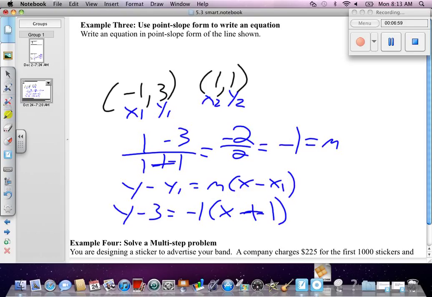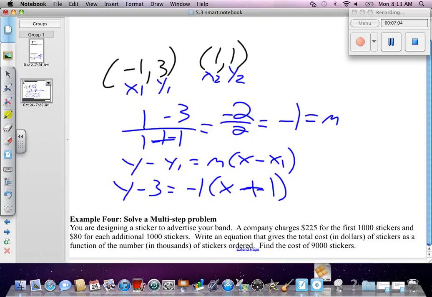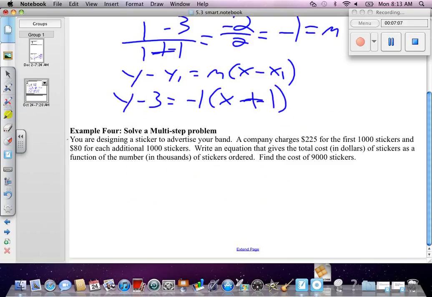Okay. All right, let's go to our word problem. You're designing a sticker to advertise your band. A company charges $225 for the first 1,000 stickers. Please stop talking while I'm talking. And $80 for each additional 1,000 stickers. Write an equation that gives the total cost in dollars of stickers as a function of the number of stickers. And then we're going to find the cost of 9,000 stickers.